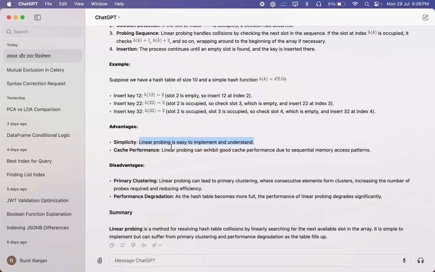Advantages: simple, and it has good cache performance. Generally the size of the hash table is not 10, it's something like 62,000 or 64,000. Linear probing can lead to primary clustering, where consecutive elements form clusters, increasing the number of probes required and reducing efficiency.